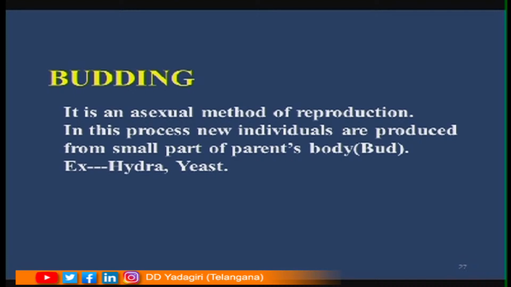In this process, new individuals are produced from a small part of the parent's body, which is called a bud. Where does it occur? It is seen in hydra and yeast. Now, here we will be seeing how the asexual process, that is, how budding takes place in hydra.